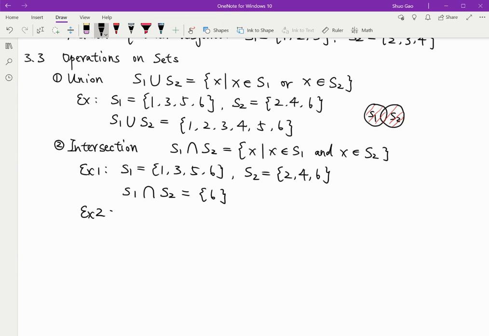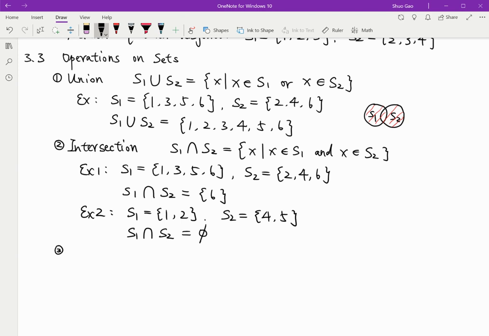And for the second example, S1 is 1 and 2, and S2 is 4 and 5. We can see that there are no common elements at all for S1 and S2. So in this case, we say that S1 intersect S2 is the empty set, because there's no element in common, so the intersection should be empty. So we use the empty set to represent that there's no common element. So here are the two examples.